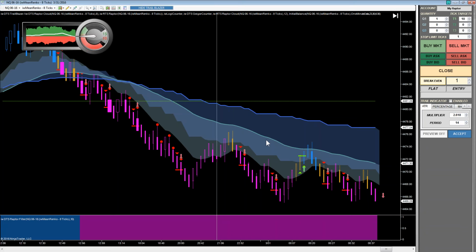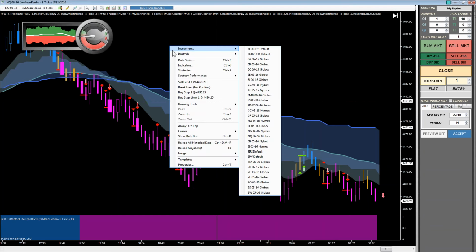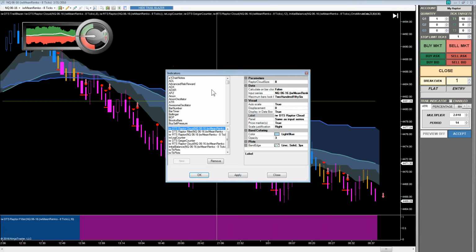we normally put a double cloud on our Raptor. So if your Raptor has a single cloud, let me just go over very quickly how this is done. You're going to go here to your indicators window, pull down here, and find where it says IW RTS Raptor Cloud. Double click on that and you're going to have two Raptor clouds in your indicator assortment.